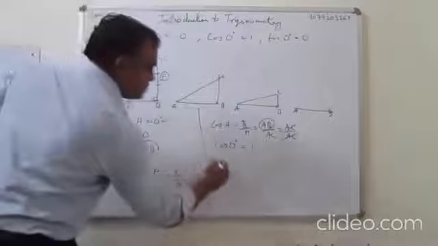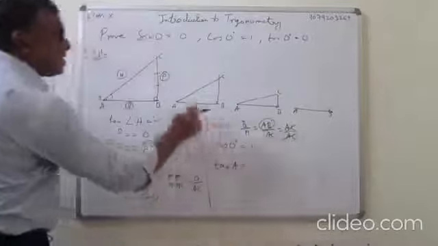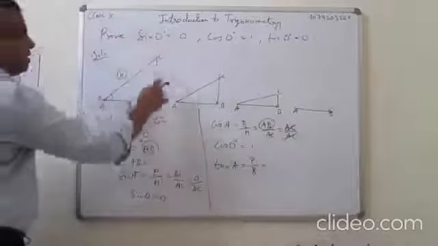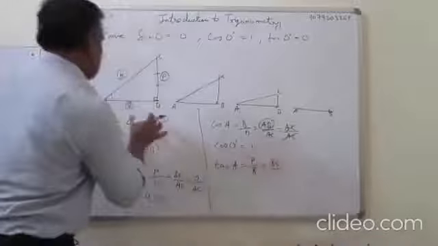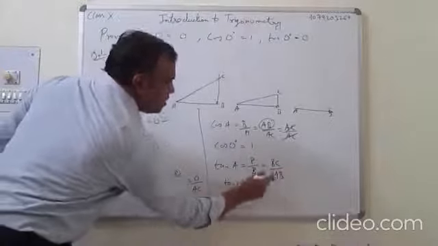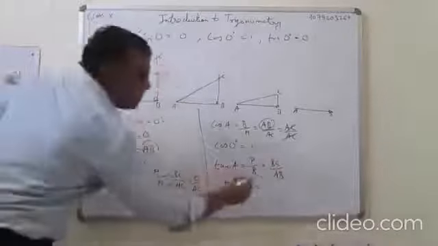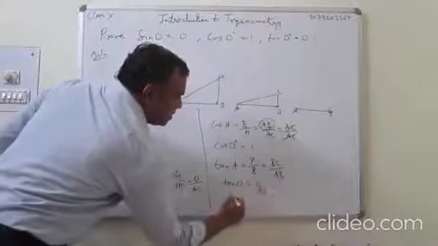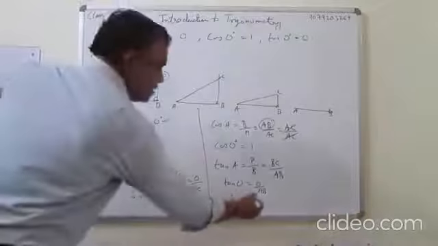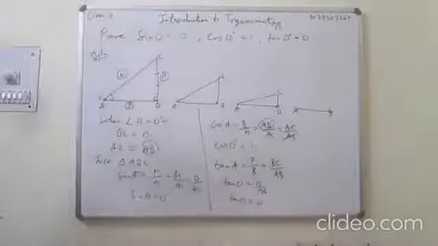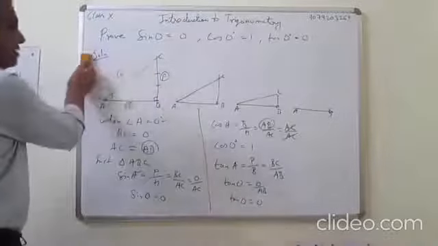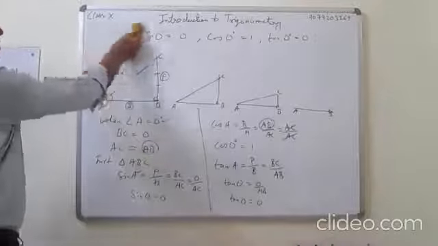Now tan 0. For tan 0, first I write tan A. What is tan A? The formula is P upon B. What is P? BC upon AB. If A is 0, what is BC? If A is 0, then BC is 0 upon AB. It means tan 0 is 0. Now we prove it for 90 degrees.